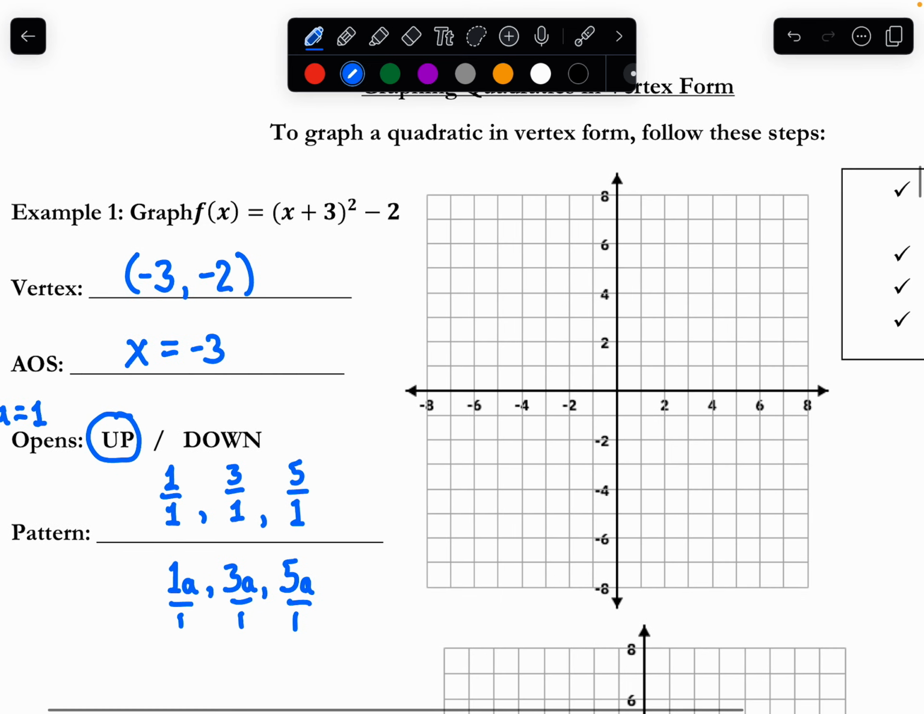All right, so I go to my vertex, -3, -2 is right there. I go up 1 to the right one. Up 3 to the right one, and then I go up 1, 2, 3, 4, 5 to the right one. That is one side of the parabola.